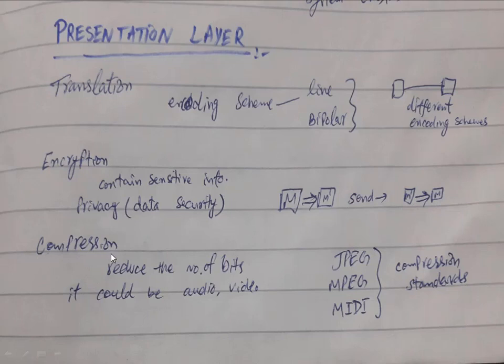And next one is compression. Compression means reduction of anything. At the presentation layer compression is done. It reduces the number of bits, and it could be in the form of audio, video or images. The most common compression standards are JPEG, MPEG and MIDI.